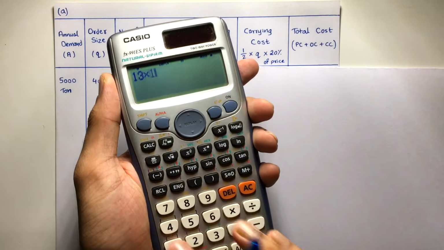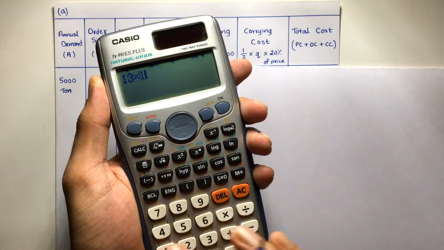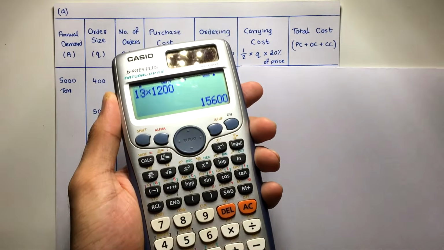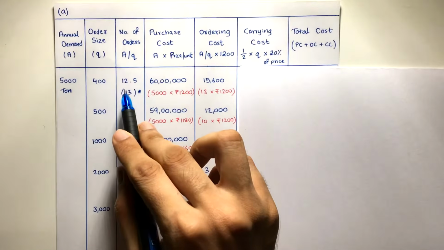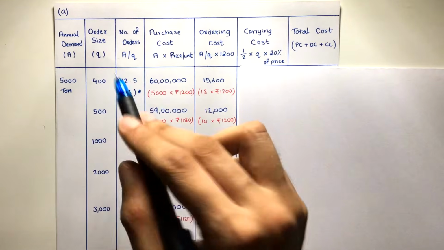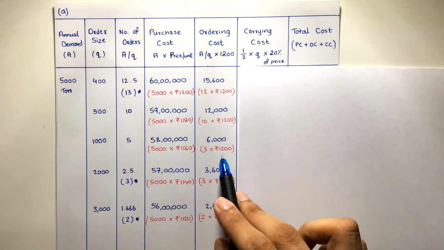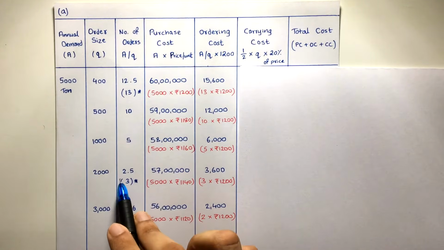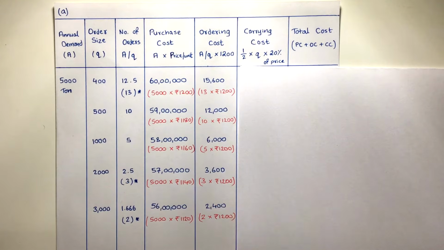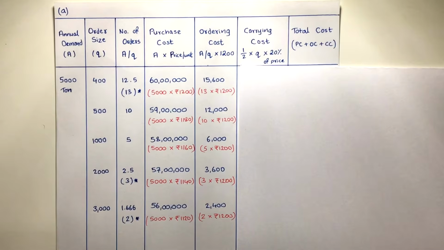See here, 13 into 1200, that's equal to 15,600. Don't take this 12.5. If you have rounded it off, then take the rounded off figures. Is it clear? 13 into 1200, 15,600. 10 into 1200, that's 12,000. 5 into 1200, that's 6,000. And then here 3 into 1200, that's 3,600. And then 2 into 1200, that's 2,400.